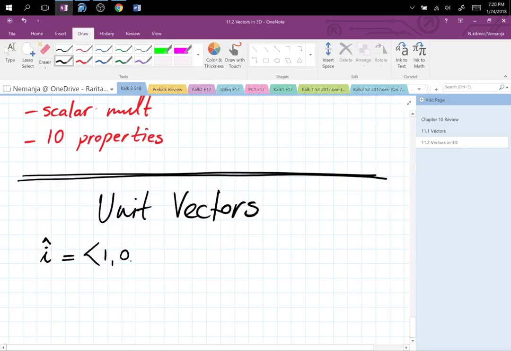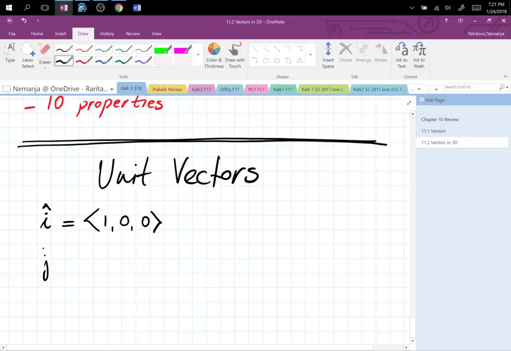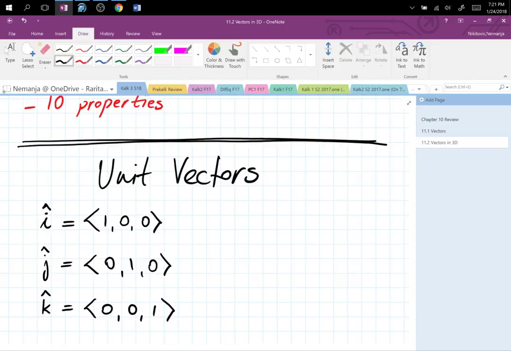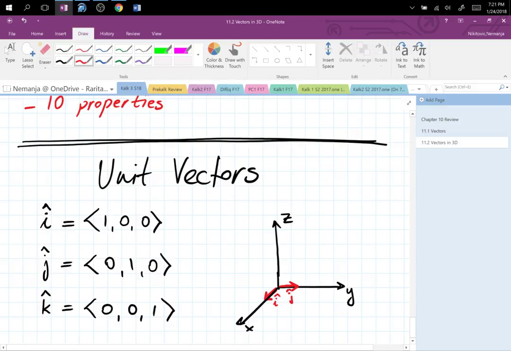And the vector is ⟨1, 0, 0⟩. We have a vector j, which is also a unit vector because the length is 1, ⟨0, 1, 0⟩, and vector k, ⟨0, 0, 1⟩, for our ijk vectors. Now, those are the carriers here on your x, y, and z, so they carry direction. This is 1 unit in x, that's i. This one over here is 1 unit in y, which is j. And this one over here is 1 unit in the z direction, which is k.